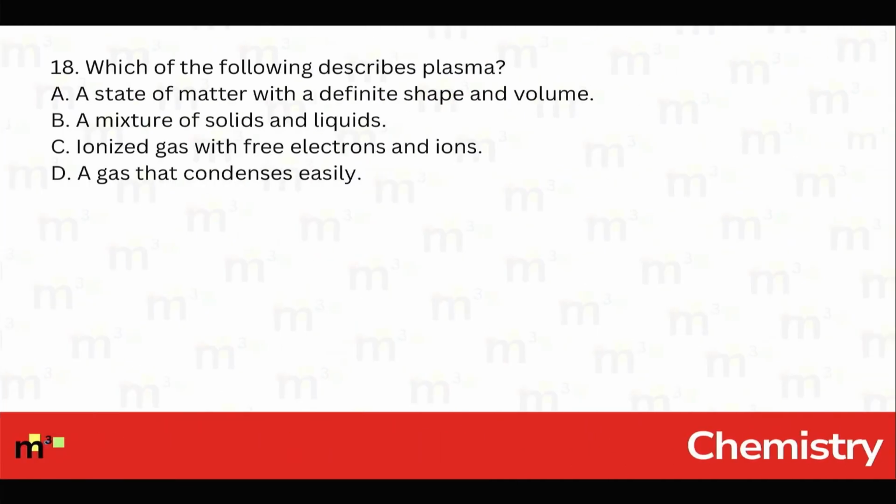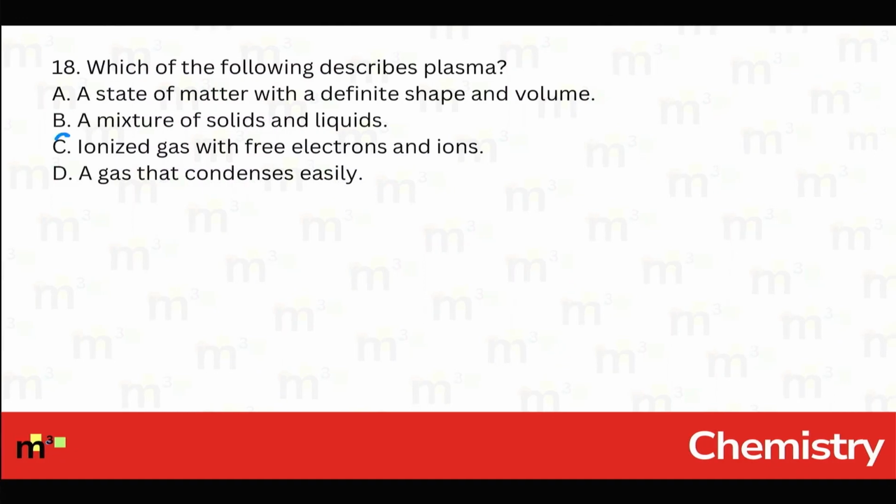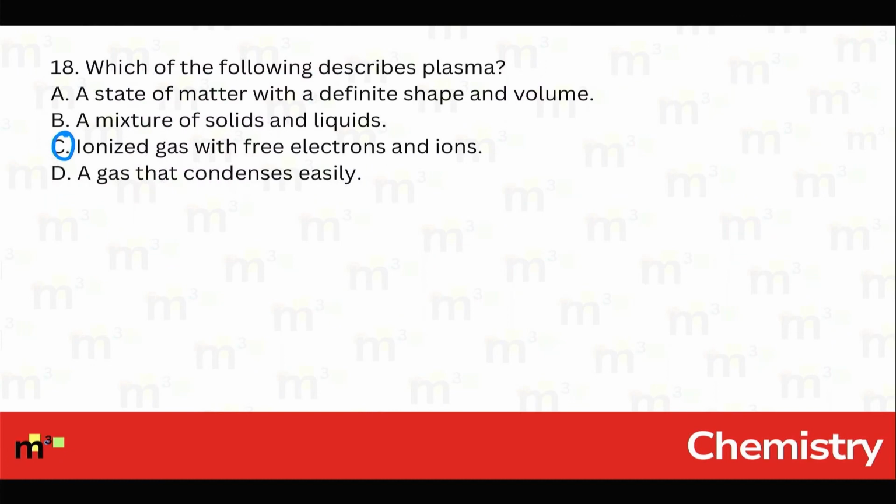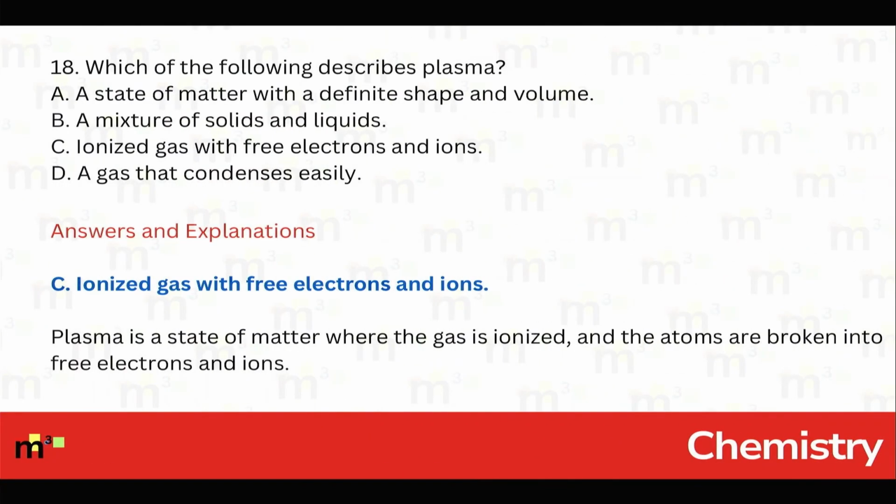Next, number 18. Which of the following describes plasma? A. A state of matter with a definite shape and volume. B. A mixture of solids and liquids. C. Ionized gas with free electrons and ions. Or D. A gas that condenses easily. The answer here is C. Ionized gas with free electrons and ions.